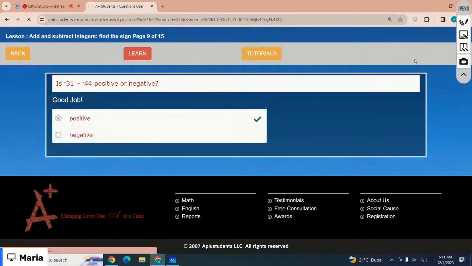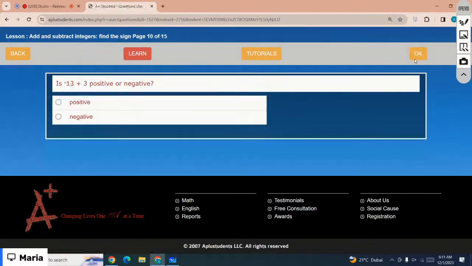Okay. The next one is negative 13 plus 3, positive or negative? Which is the correct option? Yes, that is negative because 13 is a greater number, 13 is negative. So the answer must be negative. Very good. Okay, you can complete the lesson by yourself later today. Let's just move on to the next lesson.